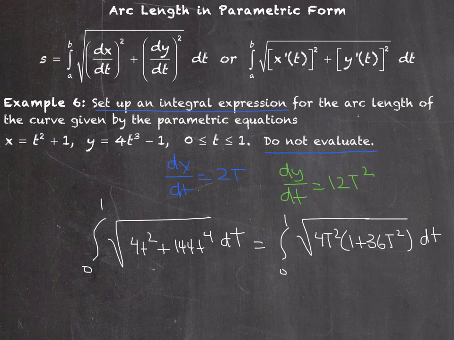And then we recognize that this is a perfect square, so the square root of that is simply 2t. And so our final answer should be the integral from 0 to 1, and we'll call this s for arc length, is equal to 2t times the square root of 1 plus 36t squared dt. And that is arc length. Pretty simple concept. All right, we'll do some more problems in class tomorrow.